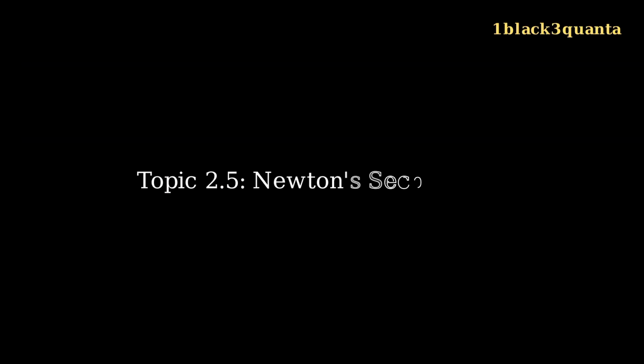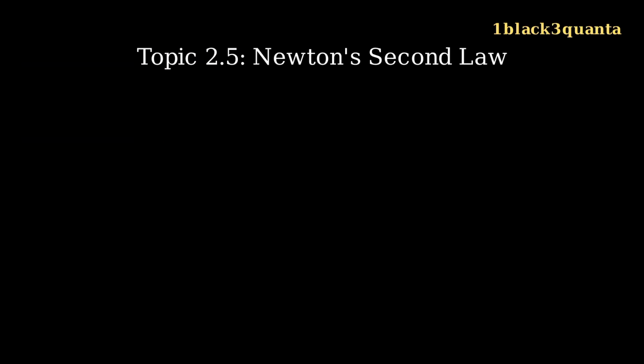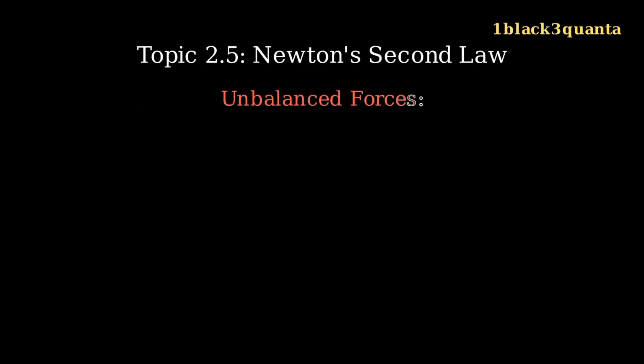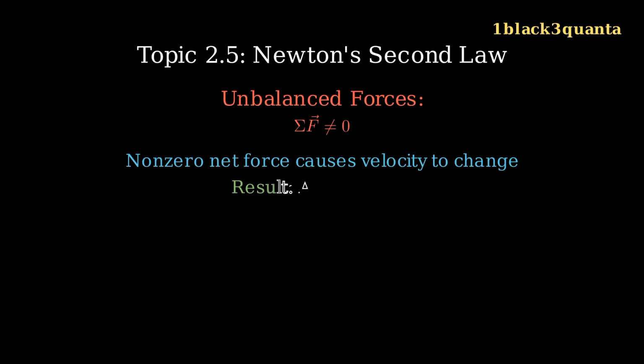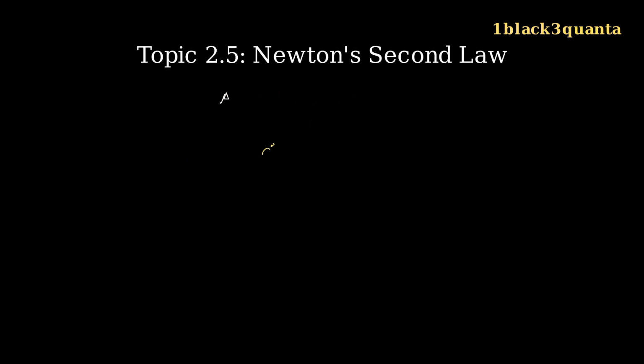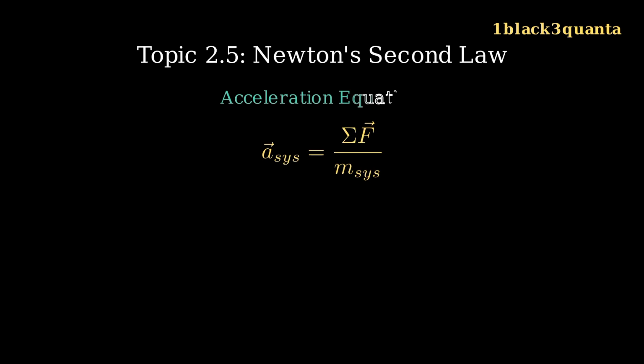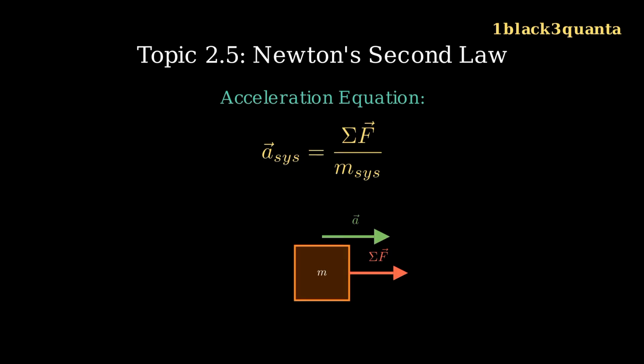Topic 2.5 focuses on Newton's second law. When forces are unbalanced, the net force exerted on a system is not equal to 0. The velocity of a system's center of mass will only change if a non-zero net external force is exerted on it. The equation is acceleration equals the net force divided by the system's mass. The acceleration is proportional to the net force, and it always points in the same direction.